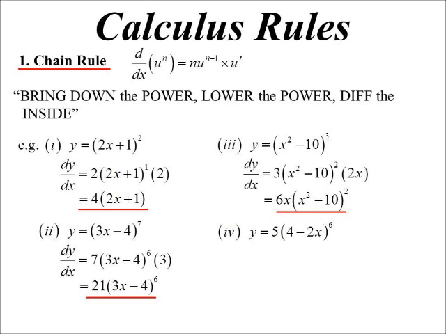Just because there's a number out the front doesn't change anything. Just like we saw before with differentiation, when we bring down that power, if there's a constant already there, we just multiply by that constant. So bring down the power, 6 5s are 30, lower the power, 5, diff the inside, negative 2, and that'll tidy up to be negative 60 times 4 minus 2x to the power of 5.